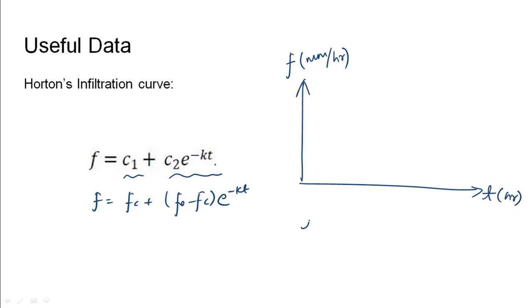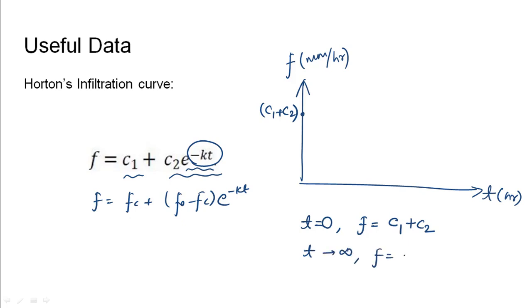So initially, when time is 0, F is given by a value of C1 plus C2, as here this power becomes 0, so e power minus kt becomes 1. So that is the initial value of infiltration, C1 plus C2. When time tends to infinity, e power minus kt turns to 0. So the value of F when time tends to infinity becomes C1. So it starts with a value of C1 plus C2, and with infinity it stabilizes at a value of C1.